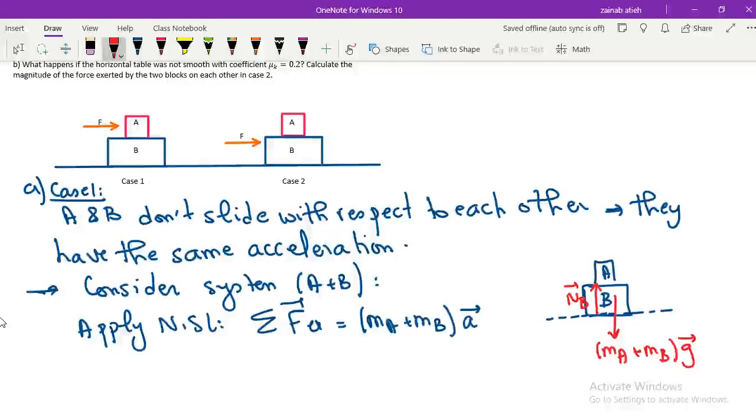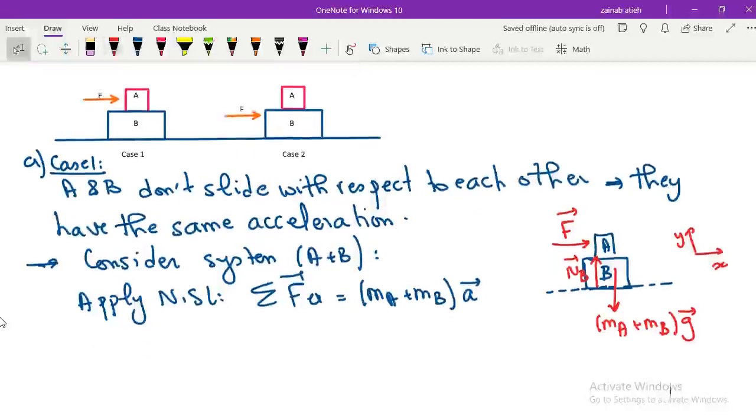Okay, and we have the force that we are exerting. It is on A, the force F. You can see that F is along the x-axis, N is along the y-axis, and (MA plus MB) G is also along the y-axis. So I will take the x-axis this way. We always take the x-axis along the motion, and the y-axis is perpendicular to the x-axis. So let's write our forces.